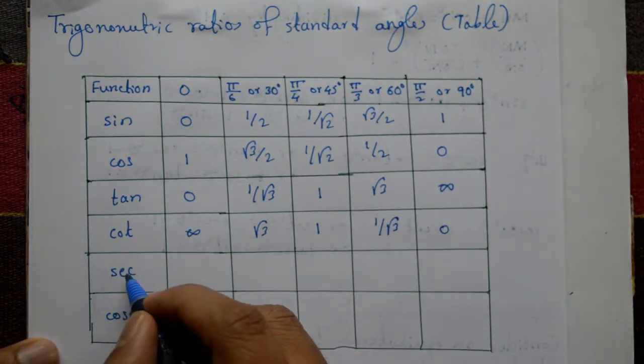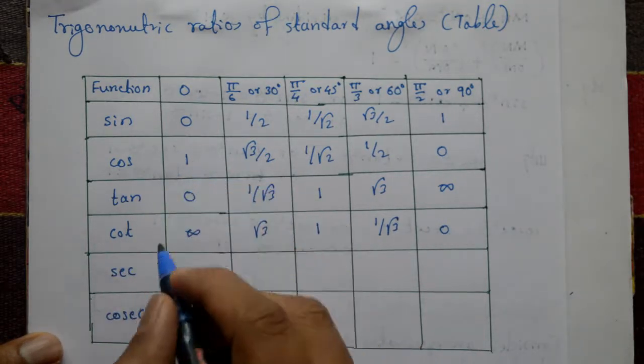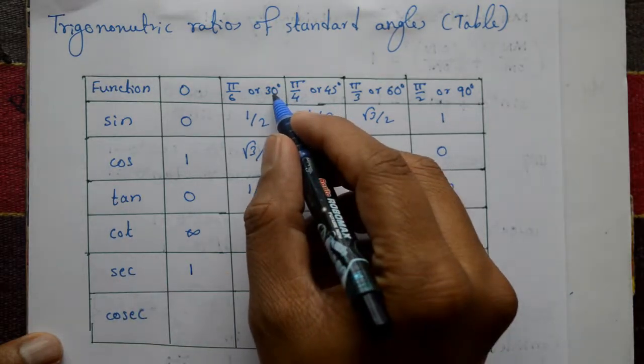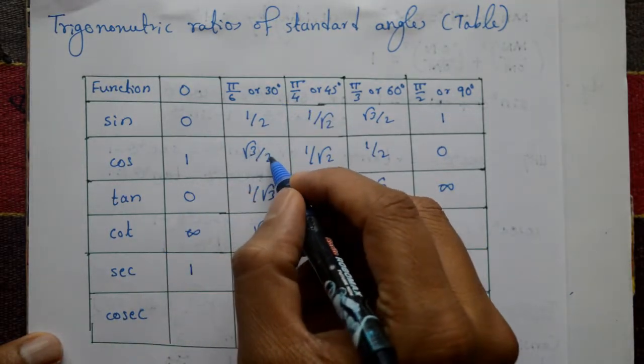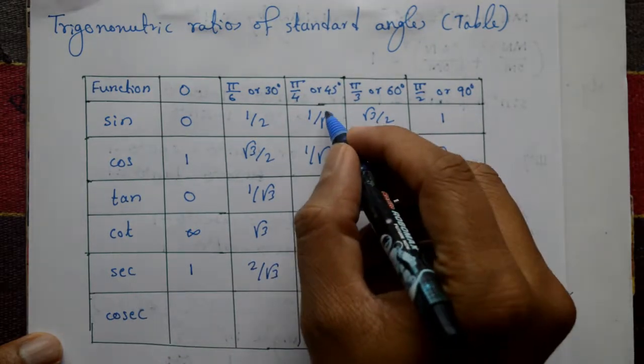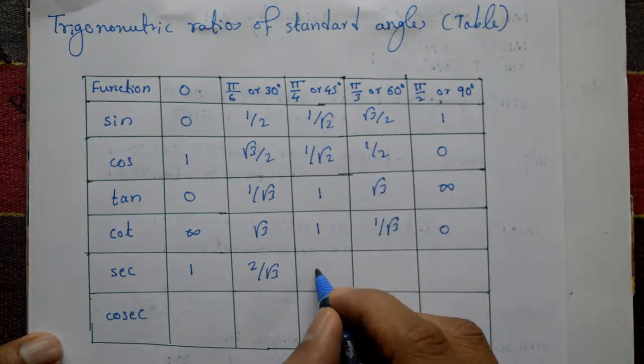Next is secant. Secant means what? 1 by cos. 1 divided by cos. Secant 0 is 1 upon 1, which is 1 only. Secant 30 degree is 1 upon root 3 by 2. That is 2 by root 3. Secant 45 degree. 1 by cos. 1 upon 1 by root 2 is root 2 only.